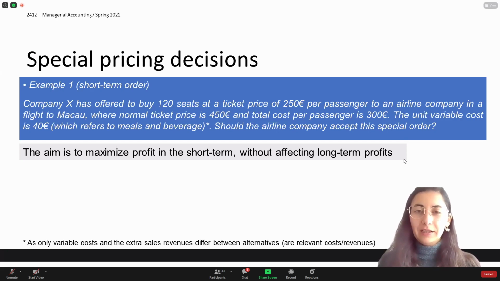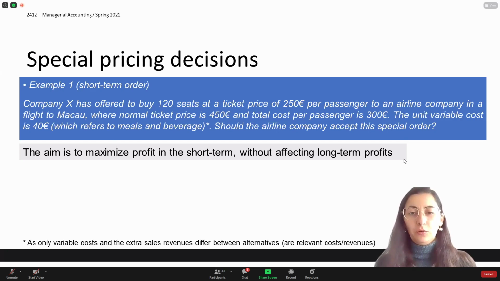How do you get to the 290? Is that what you mean with the variable cost, that they pay 250 for the tickets and then they pay 40 on top for meals and beverages during the flight? No. If we are in the shoes of the airline, if they accept the order, they receive 250 from the client, company X. And the airline incurs variable costs of 40 euros with meals and beverages, and the remaining 300 minus 40 is fixed costs: depreciation, employees, etc. of the airplane.